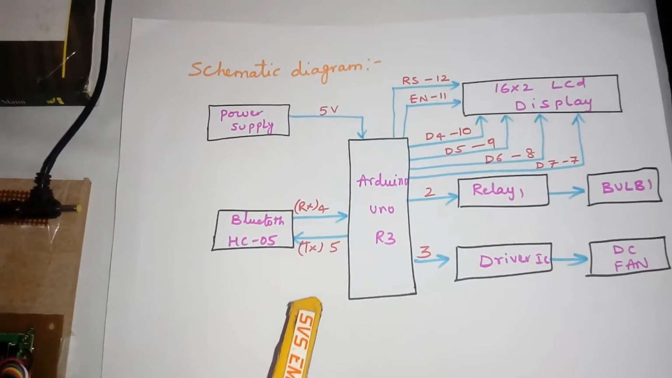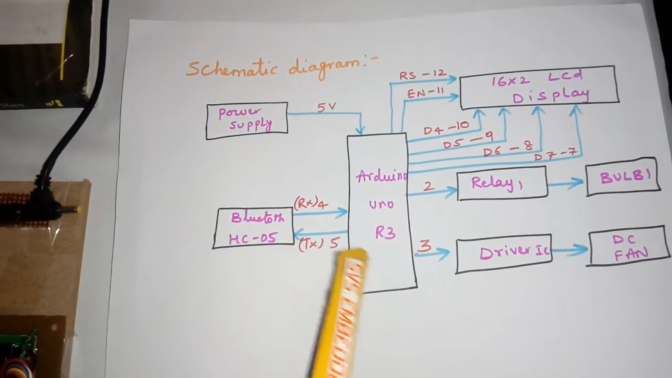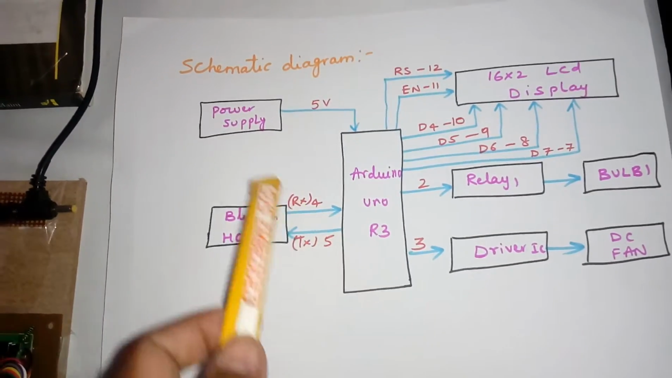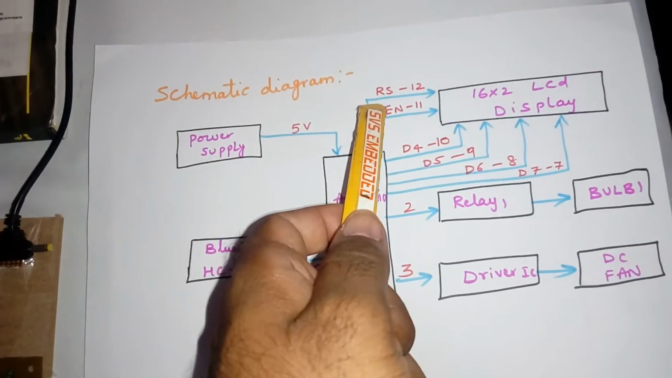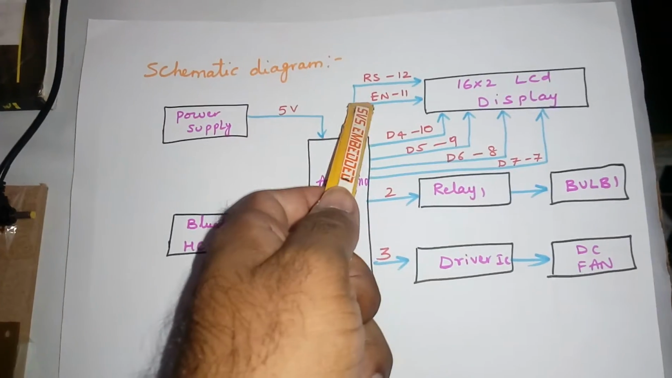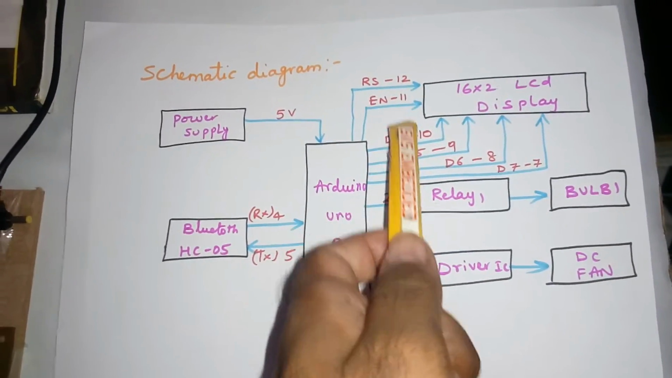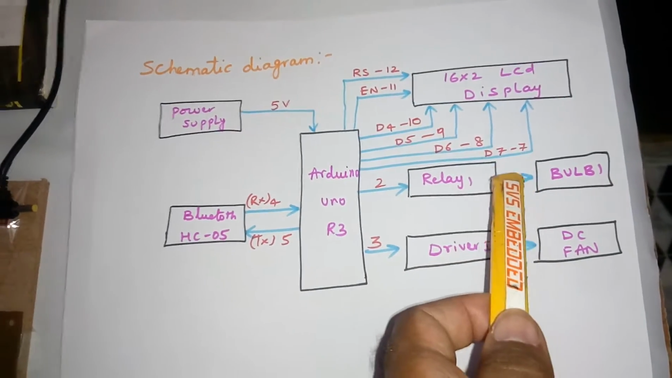So this is my circuit diagram. RX and TX are connected to the 4th and 5th pins. I'm taking an adapter power source. For the LCD: RS, enable, D4, D5, D6, D7 are connected to pins RS 12, enable 11, D4 10, D5 9, D6 8, D7 7.